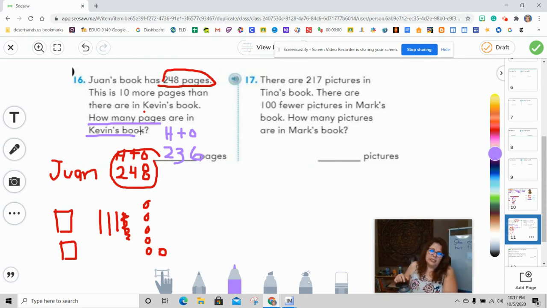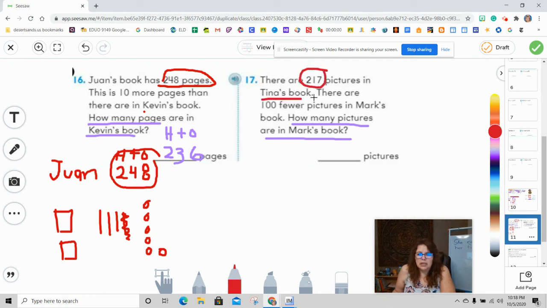Now, question number 17. It says there are 217 pictures in Tina's book. There are 100 fewer pictures in Mark's book. So that's an easy, just kind of like, okay, Mark has 100 fewer. How many pictures are in Mark's book? So this is what they want me to find out. But this is more like a clear picture. I know that in Tina's book, there's 217. So I'm going to put 217. I'm going to put HTO.